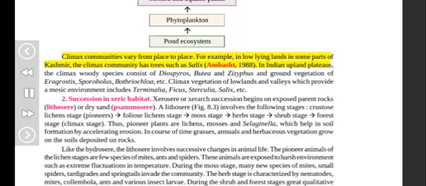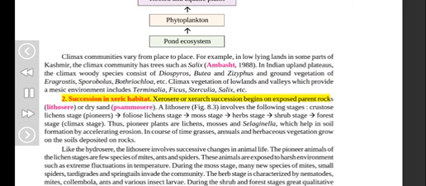Climax communities vary from place to place. For example, in low-lying lands in some parts of Kashmir, the climax community has trees such as Salix. In Indian upland plateaus, the climax woody species consist of Diospyros, Butea and Ziziphus and ground vegetation of Aristida, Sporobolus, Bothriochloa, etc. Climax vegetation of lowlands and valleys which provide a mesic environment includes Terminalia, Ficus, Sterculia, Salix, etc.